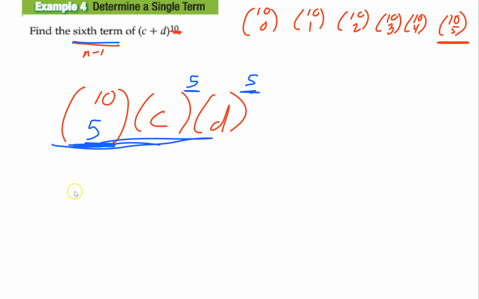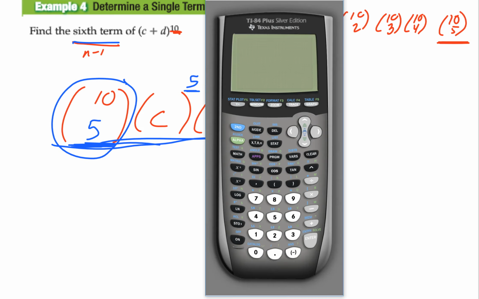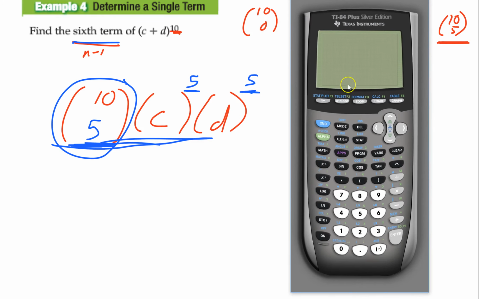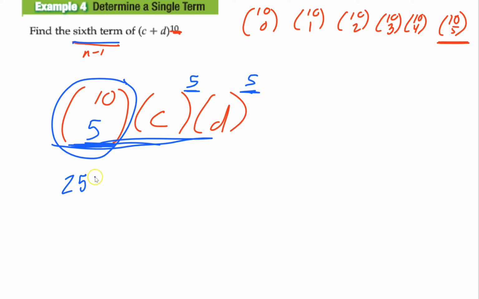What's next? Simplify it. 10 choose 5, I could do the formula sheet. Sorry, I could do it by hand. It's a little big though. I'm going to use a calculator. So remember the way we do that, we go 10, math, probability, nCr, and then 5, 252. So yeah, good choice. I did not want to do that by hand.